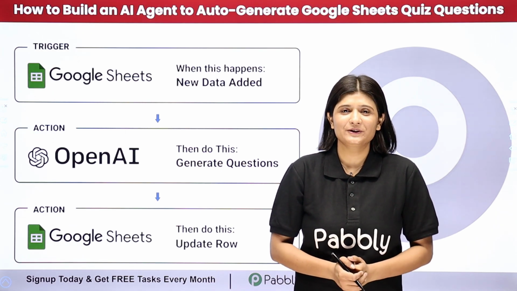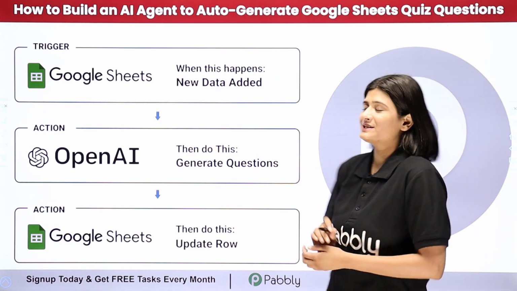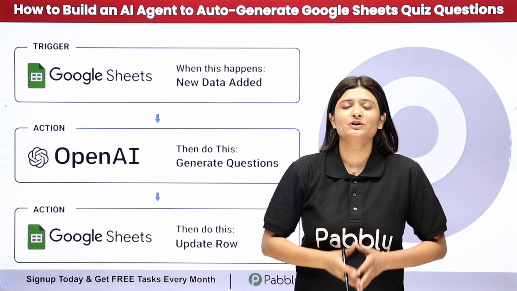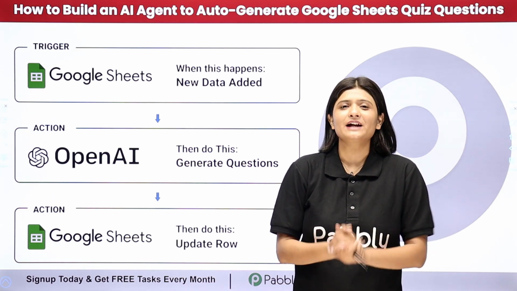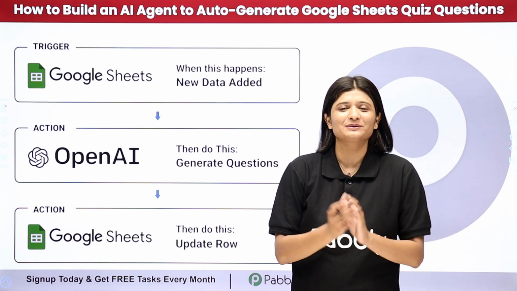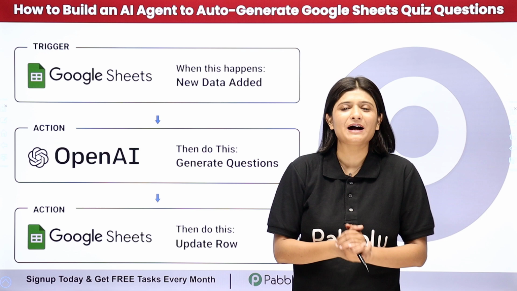In this video, we are going to learn how to build an AI agent to auto-generate Google Sheets quiz questions. Let's suppose I am an online educator and I want to create questions for my quiz. Doing this manually is a very time-consuming task, so I am going to completely automate this process. To do this automation, I am going to use Pabbly Connect.